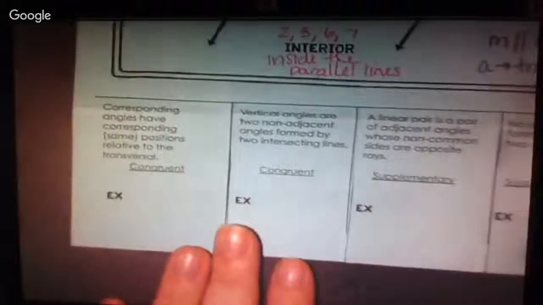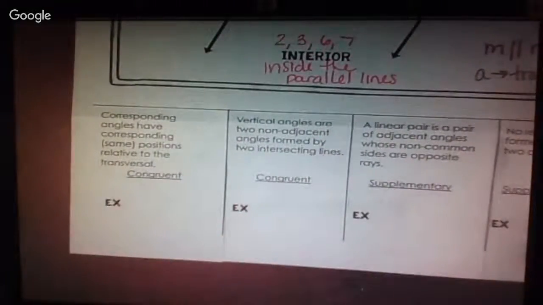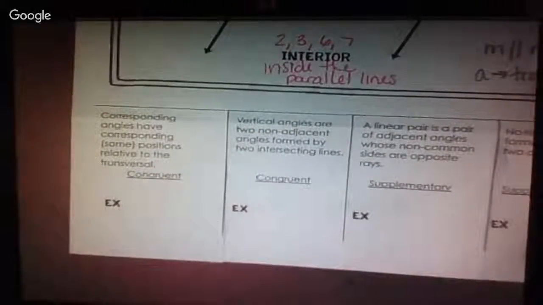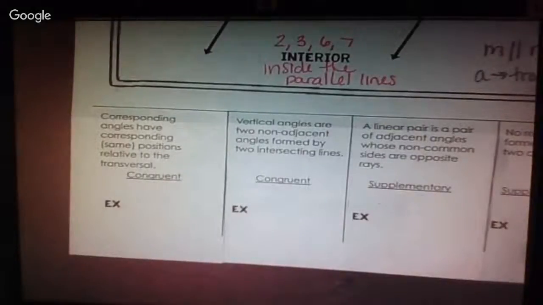All right, we're going to jump down here. Corresponding angles. Corresponding angles are in the same position relative to the transversal. Okay, so when you think corresponding, think intersections. Intersections. Okay, we're going to think intersections.